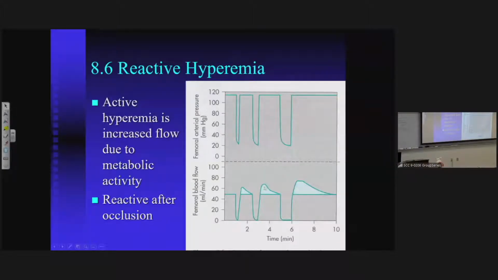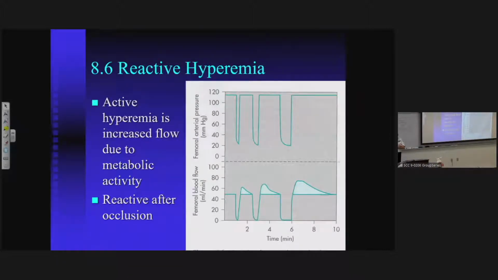This graph shows blood pressure in an arm, and it says the femoral blood flow. They occlude the vessel for a period of time, and then they release it. And after they release it, there's an increased flow after the occlusion, and that's called reactive hyperemia. So if you occlude flow down a vessel for a period of time and release it, there'll be an increased surge of blood to kind of flush out the buildup of toxins. That's called reactive hyperemia.